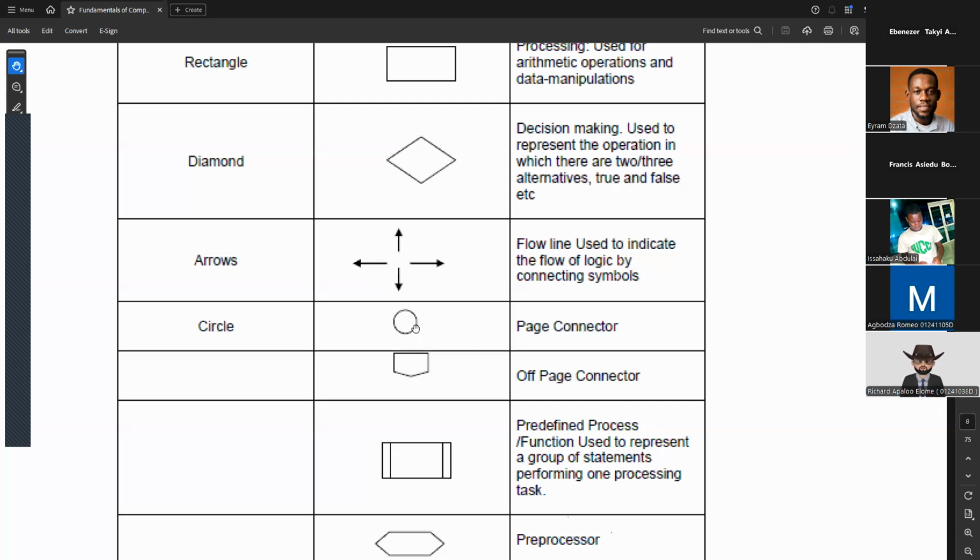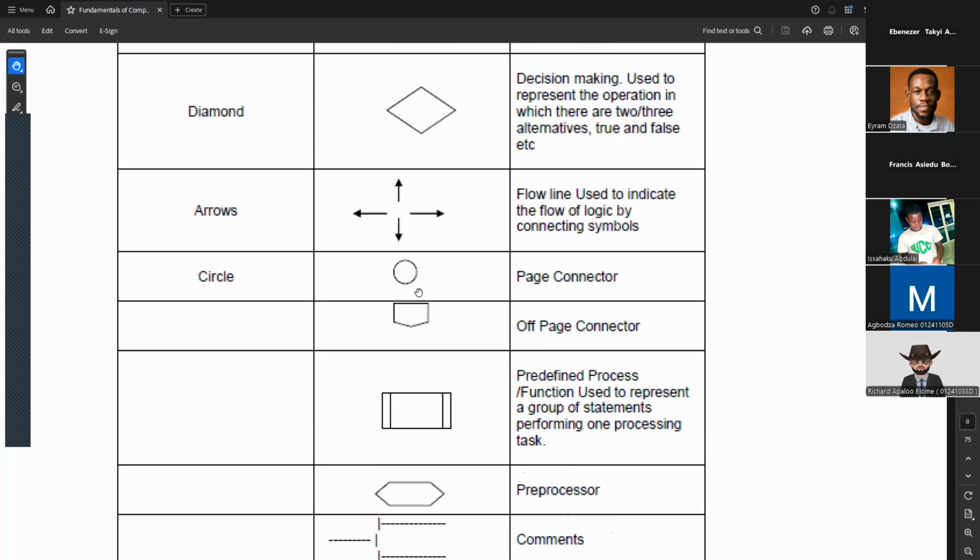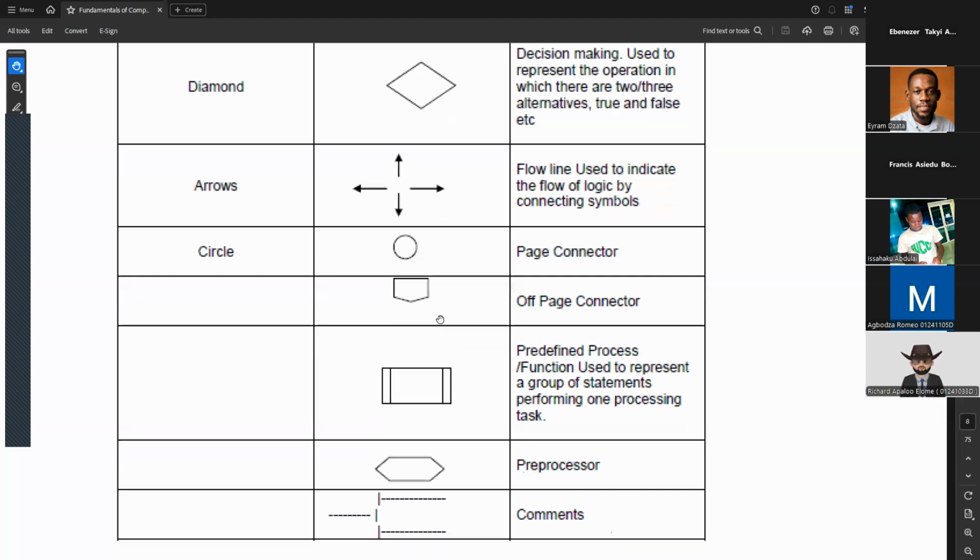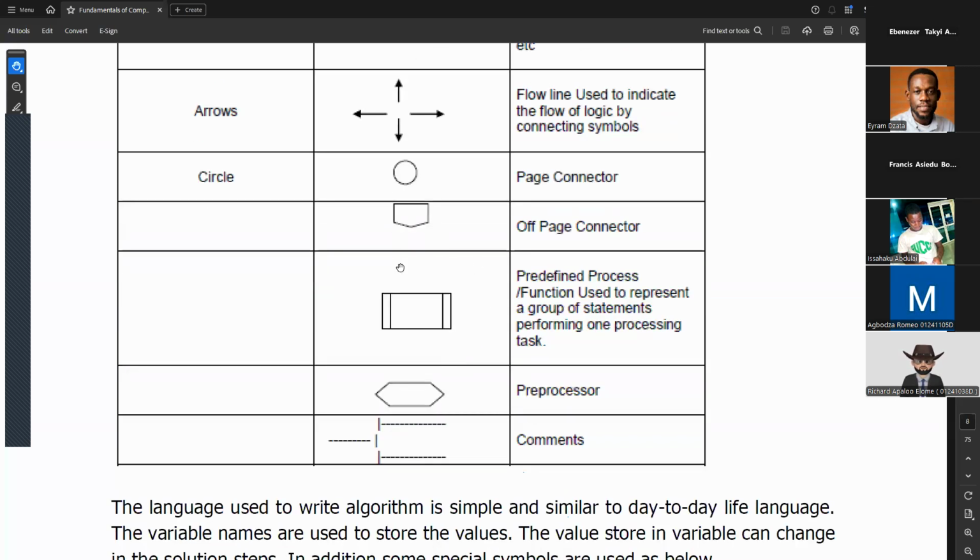Then you have the arrows. Then you have the page connectors. If you are working with multiple pages, it goes with the off-page connector. It's more like you are drawing your algorithm on one page and you've exhausted that page, so you need to move to another page. You use the page connector and the off-page connector to show that this algorithm doesn't end on page one, it continues on page two. We look at how to use them next week when we meet at the lab.